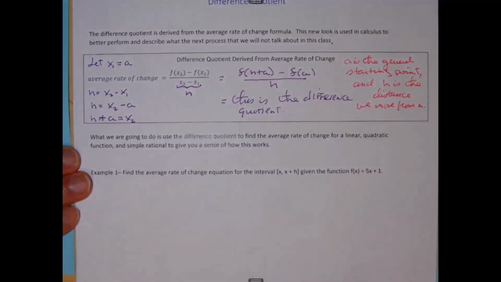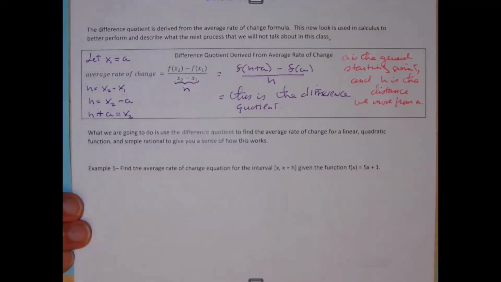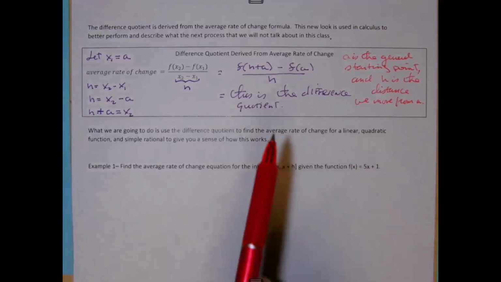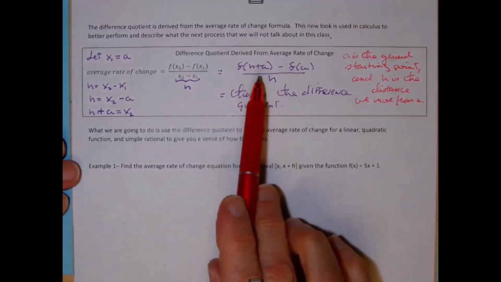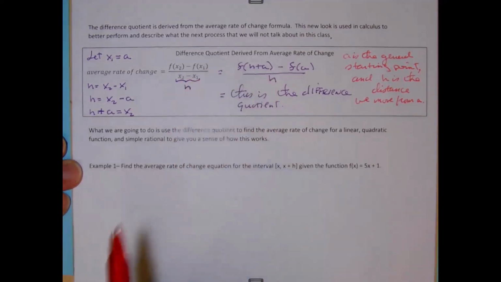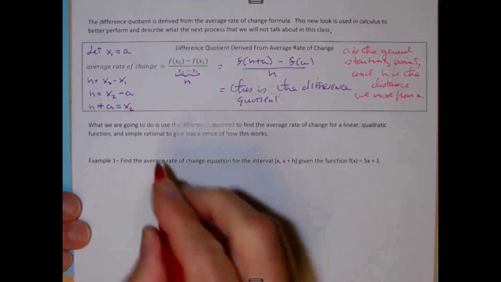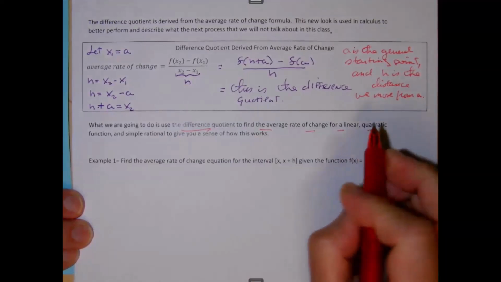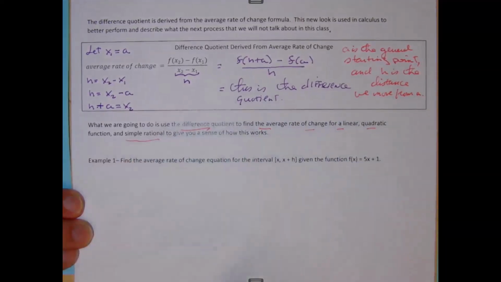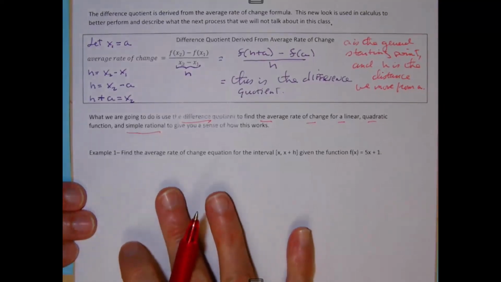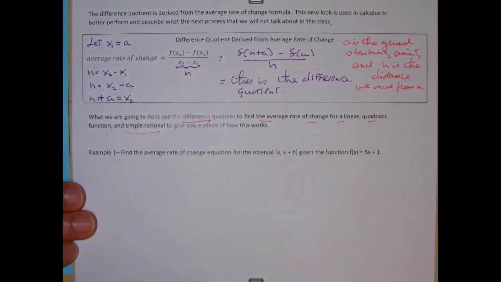Why do we do this? Again, in calculus, it's better explained. Right now, we're just focusing on the meaning of the average rate of change and on how to simplify these types of statements when we replace our variable with a more complicated version. We're going to use the difference quotient to find the average rate of change for a linear function, a quadratic function, and a simple rational function to give you a sense of how this works. I'm going to do this example twice from two different perspectives.